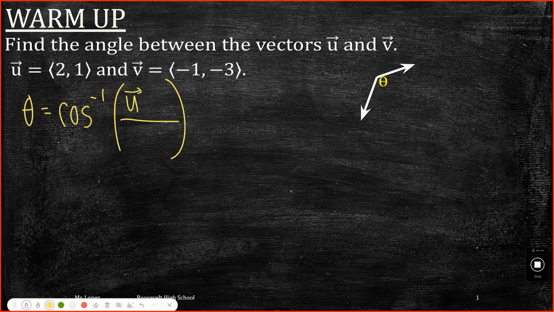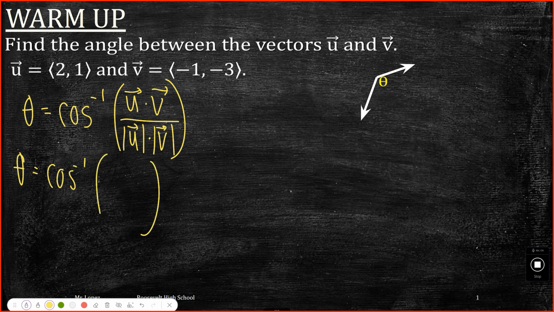So over, divided by, is it? Divided by the magnitude of each? Multiplied? So yeah, it's related to the law of cosines, I said. So theta equals cosine inverse of the dot product. So that goes on top.